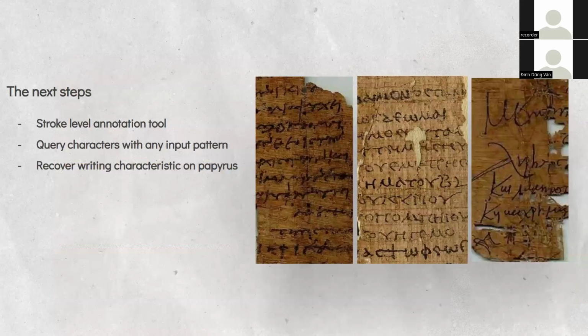Okay, so our next step, I think, should be interesting. What we expect to do next is to further develop this small POC concept. We will develop an annotation tool that you can use for annotation at the stroke level, which is like giving instructions to the AI model to generate the trajectory like this or that. You can also use this tool to query characters from a very big database, so you can see which character is similar to what we expected as the input of the expert. And the last one is to recover the writing characteristics on the papyrus.